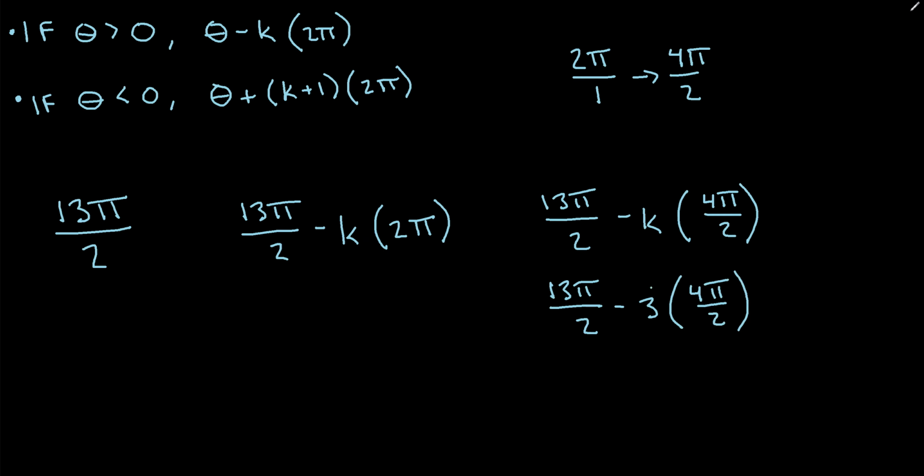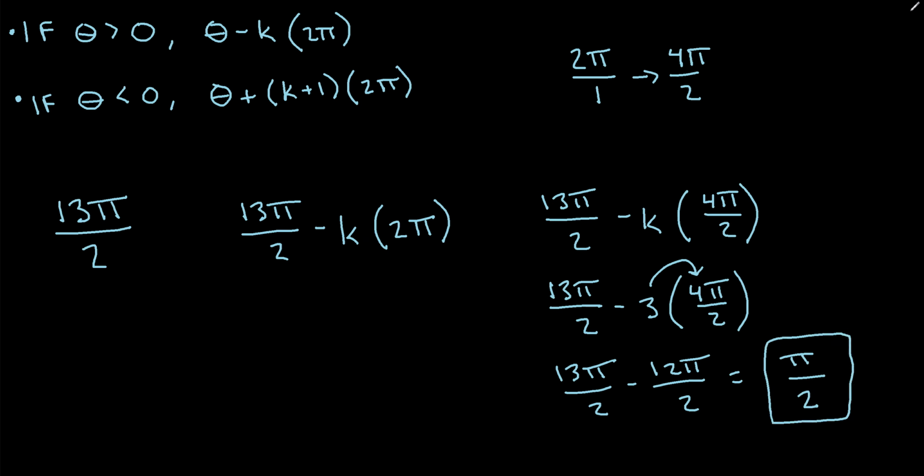To get our final answer, we just distribute this 3 into the parentheses. 3 times 4 is 12. So our final answer will be 13 pi over 2 minus 12 pi over 2. Because these two fractions share the same denominator, we can just subtract the terms in the numerator straight across. 13 pi minus 12 pi is just pi over 2. The coterminal angle to 13 pi over 2 that falls between 0 and 2 pi is pi over 2.